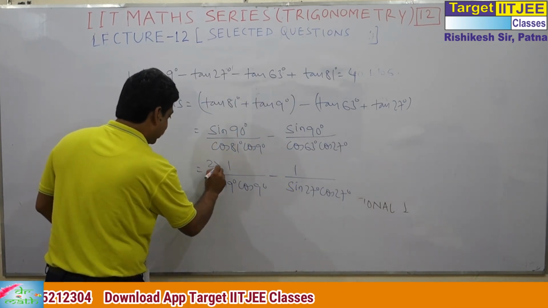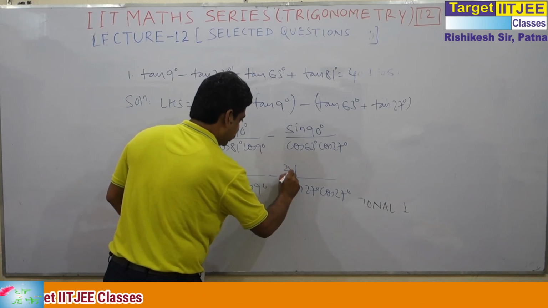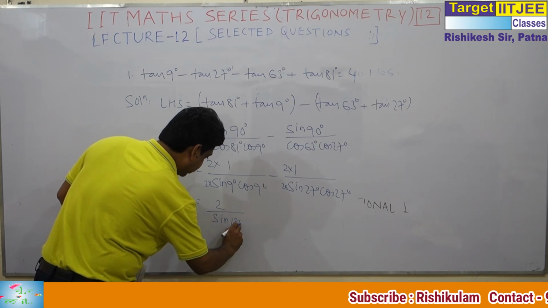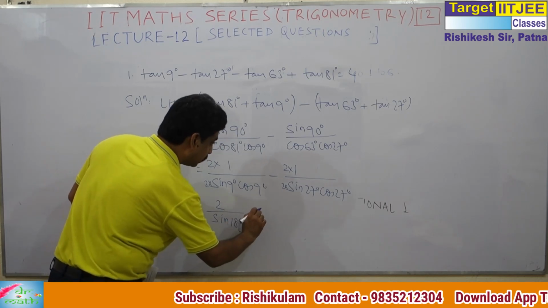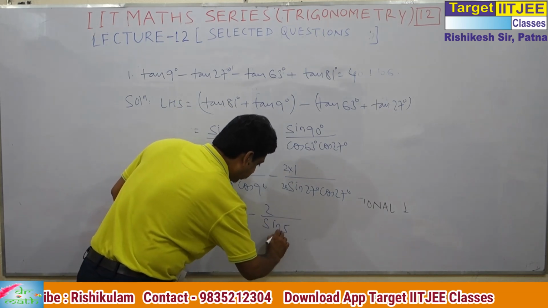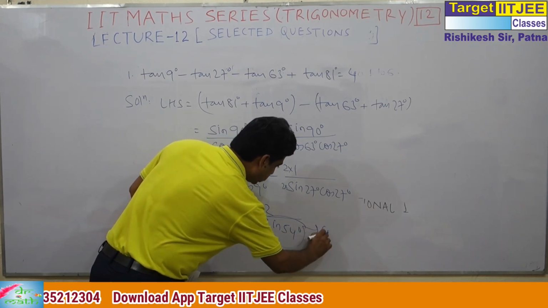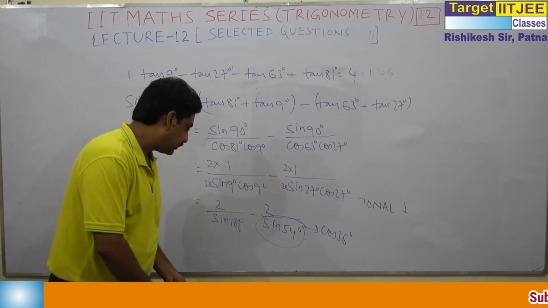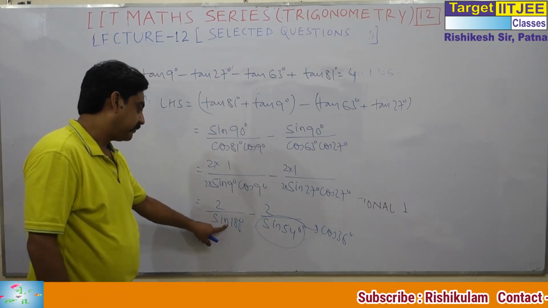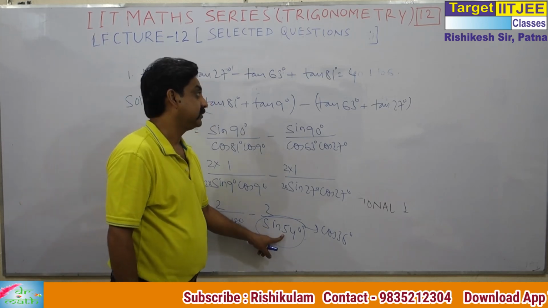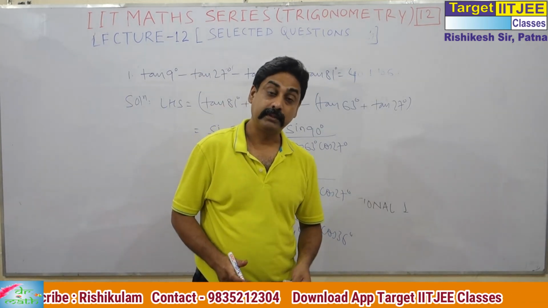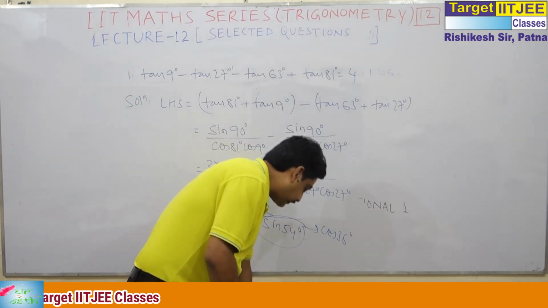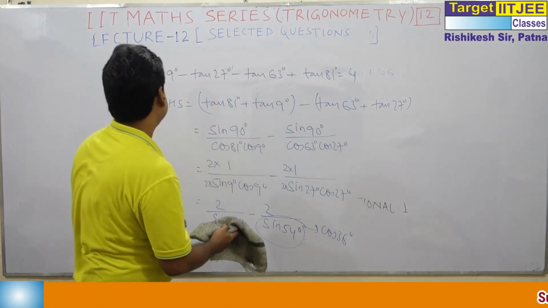After that, multiply by 2. This is what? 2 by sin 18 degree, and this is 2 by sin 54 degree. This is cos 36 also. So what do you have to do? Put the value of sin 18 degree, put the value of cos 36 degree, and you will get the answer as 4. Now, don't expect that I will do all the steps. This is enough. Now you are for IIT, not for 11 series.